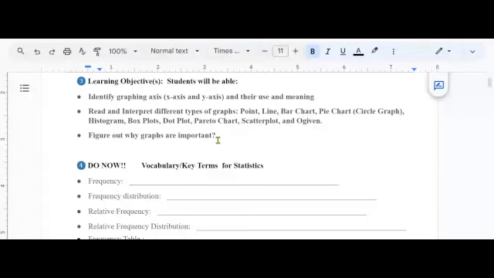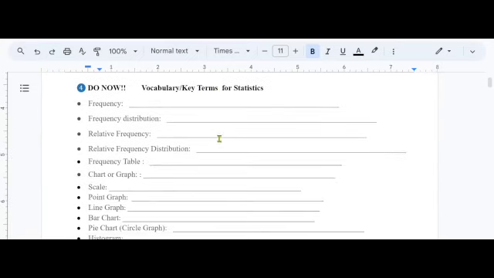Learning objective. Naila, please read. Identifying graph axes, x-axis and y-axis, and their use and meaning. Read and interpret different types of graphs: point graph, line graph, bar chart, pie chart, Pareto chart, histogram, box plot, dot plot, scatter plot, and polygon. Figure out why graphs are important. Very good.